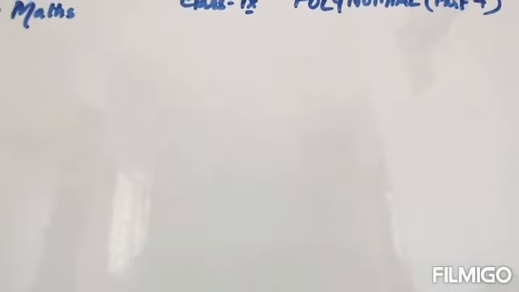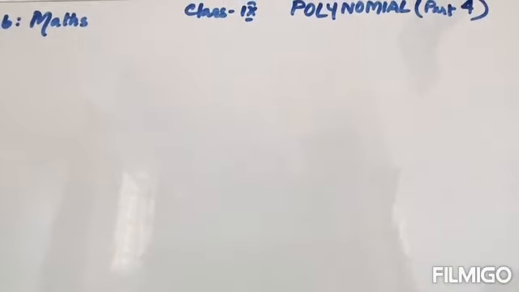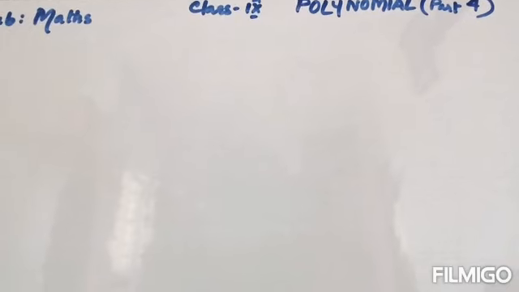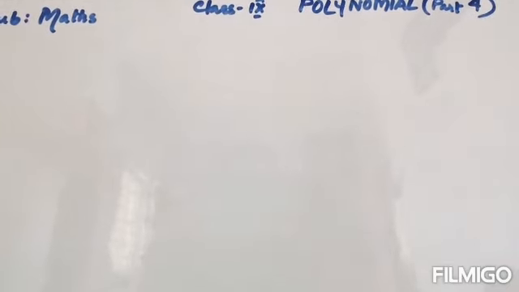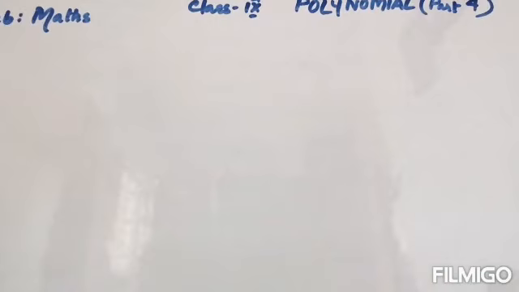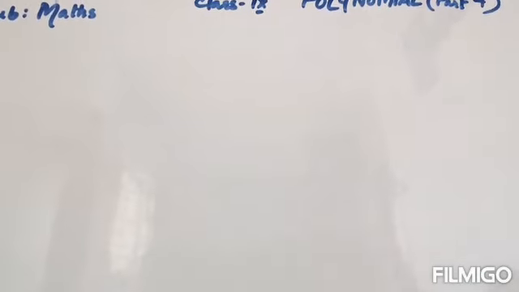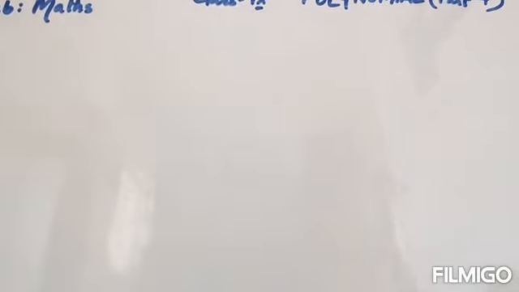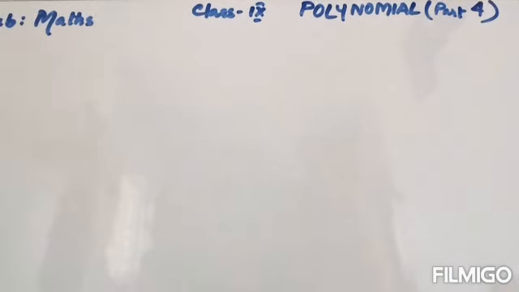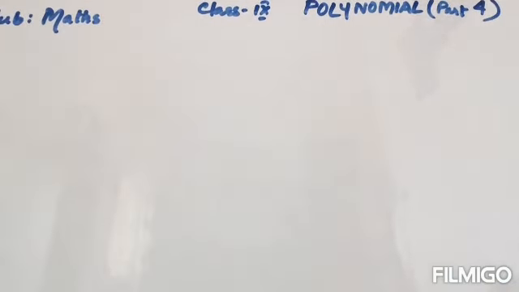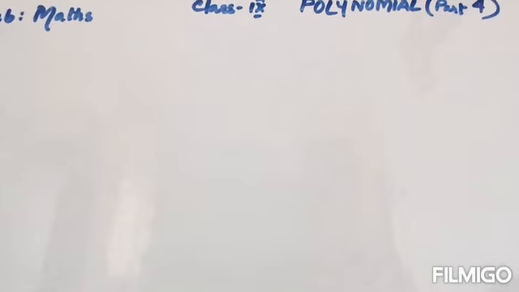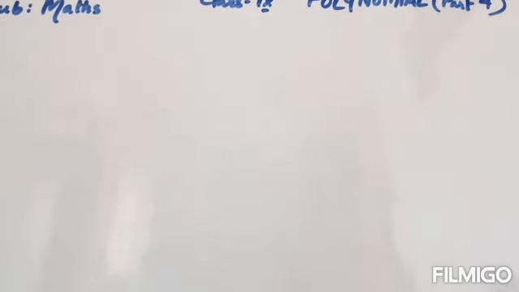So children, today we are going to learn about polynomials part 4. For the past few classes we have been dealing with polynomials. What are polynomials? What are the different types of polynomials? What are zeros of polynomials? And how to find the zeros of polynomials?